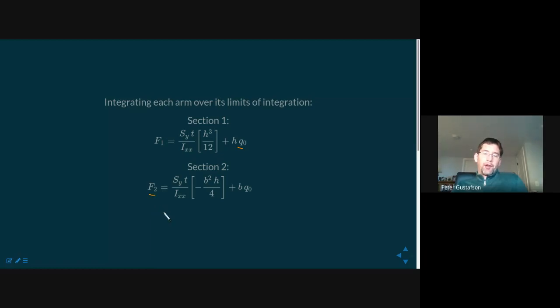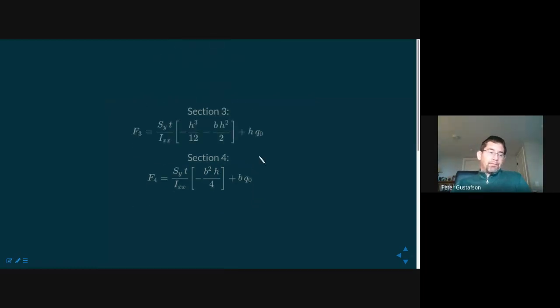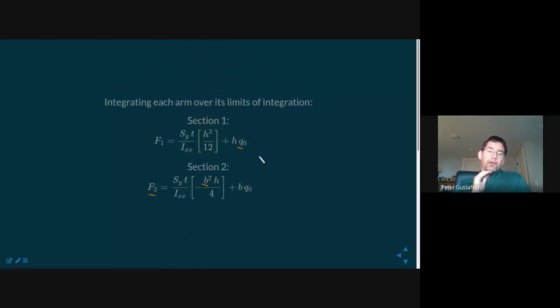F2, we can compute that integral as well. That one was linear with respect to S. It ends up being quadratic. Then you apply the limits and you get this b squared present. So SYT over I, b squared h over 4, plus b times Q0. Do it again. I know I'm going kind of fast. I guess I should let that reside on there for a little while.